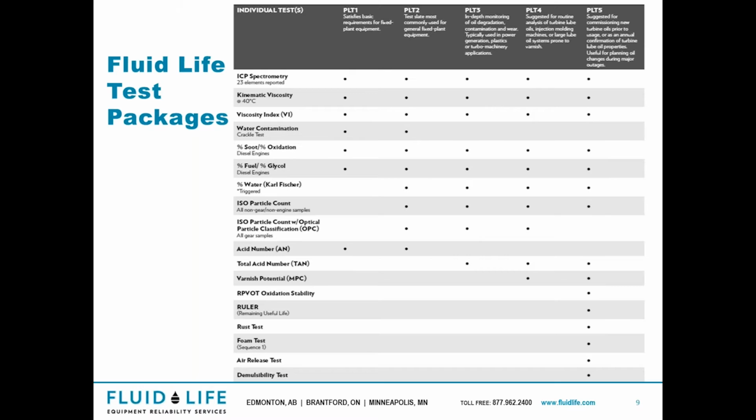And just before we go into the actual test results, Fluid Life does have a number of different packages designed for industrial plants. The Plant 5 package on the far right is our annual turbine package. This is a GE recommended testing slate that we've designed specifically for turbines. This is something you would do once a year per turbine, followed by probably a Plant 4 for your regular monthly or quarterly sampling, so that you get your varnish potential and the rest of those critical tests for early monitoring.